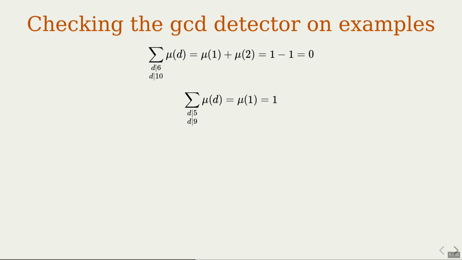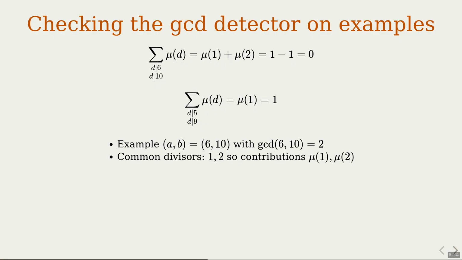For the pair 5 and 9, the greatest common divisor is 1, so the only common divisor is 1. The sum over common divisors is just mu of 1, which equals 1, telling us these numbers are coprime. The common divisors are 1 and 2, so we have contributions from mu of 1 and mu of 2. So I can think of it like this.